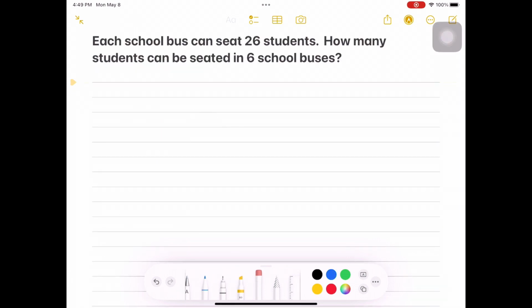Each school bus can seat 26 students. How many students can be seated in 6 school buses? So it's 26 times 6. Write out the numbers, spread out the digits, line up the place values. First, work in the ones column. 6 times 6 equals 36. So you write down the 6, you carry the 3.